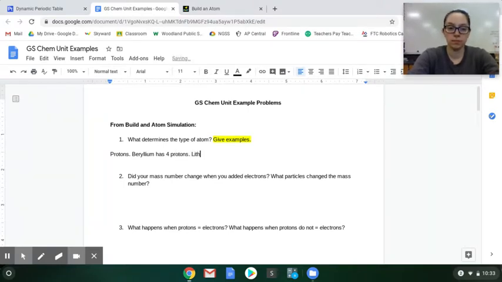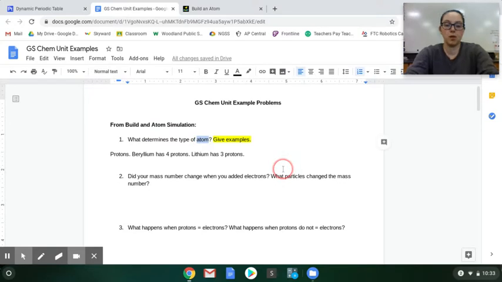Lithium has 3 protons. Done. Okay. So our protons are what determines what type of atom. Now, I understand that this question could be rewritten to say what determines the type of element. I think that would have made it a little less confusing. But when we say type of atom, we mean what type of element it is.